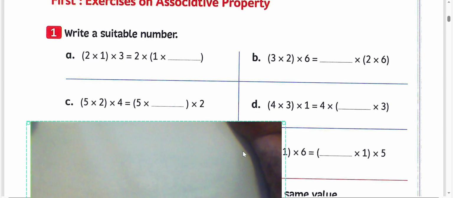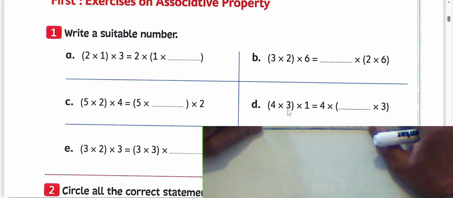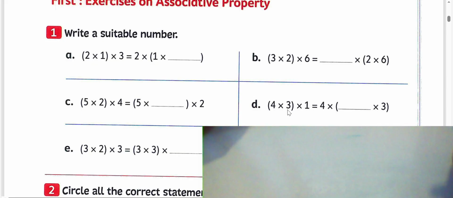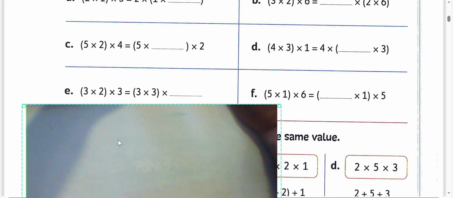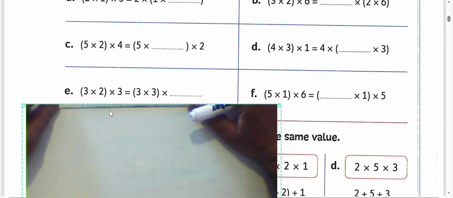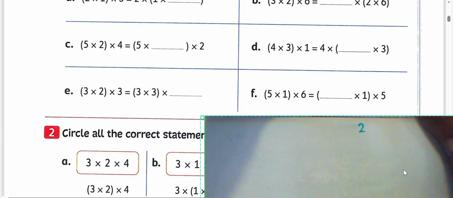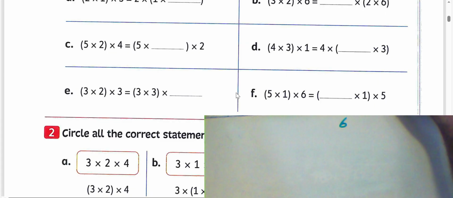Next question, 4 times 3 times 1 equals 4 times 1 times 3, 4 times 1, write 1 here. Write the missing number. Next question, letter E. 3 times 2 times 3 equals 3 times 3 times 1 times 2. Number 5 times 1 times 6, we can write here in the space 6.